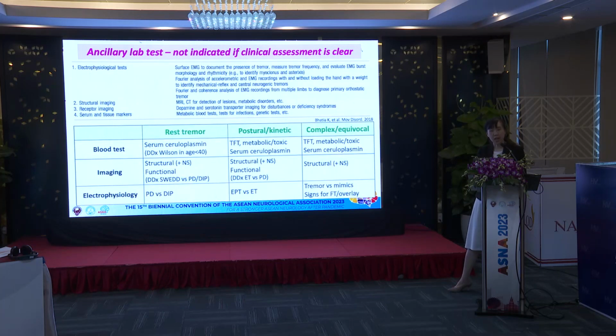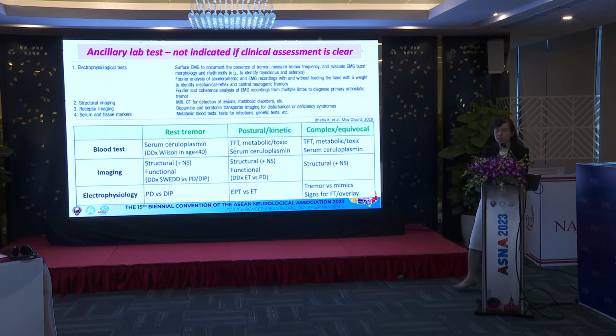Since this lady has short duration of the tremor, predominantly postural or kinetic, we have to look at the secondary cause, and we have to look over the blood tests such as thyroid function test, metabolic or toxic. If the patient has a young onset as well, but has both rest and postural tremor with dystonia and Parkinsonism, maybe we have to test for serum ceruloplasmin to exclude Wilson disease. For structural imaging, maybe we can do that in the case of focal tremor that is restricted to just one side of the body.